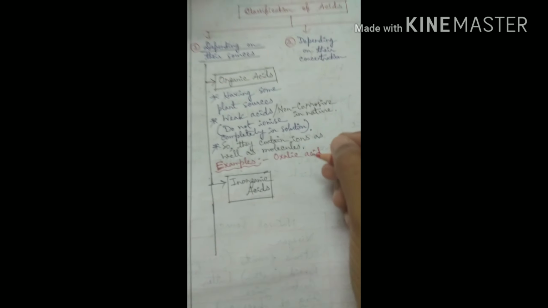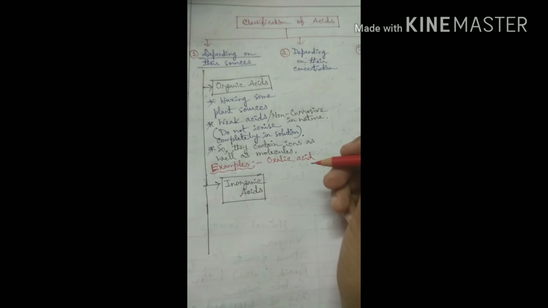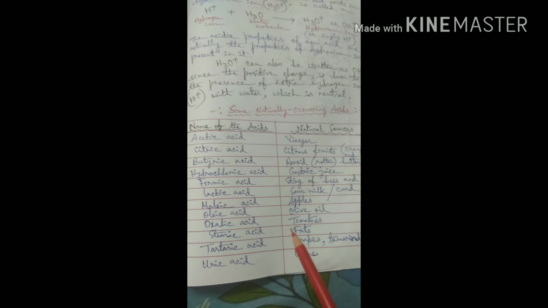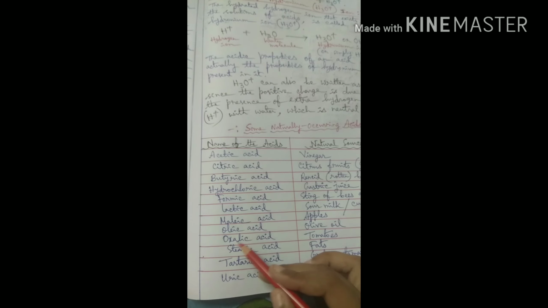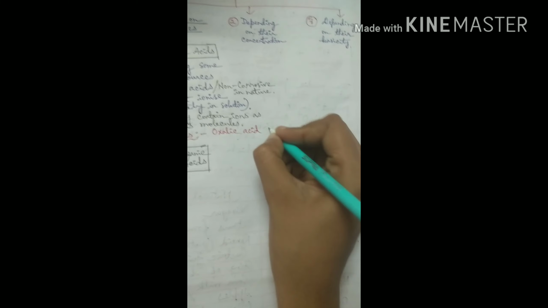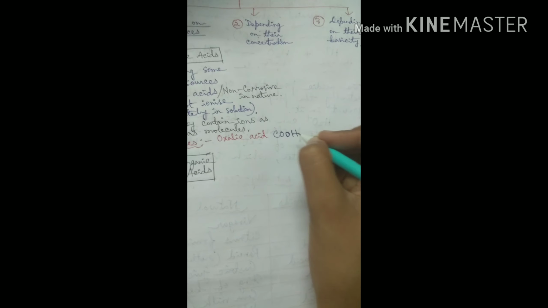In a previous video, we discussed some naturally occurring acids, mainly organic acids, and their natural sources. From that, the main source of oxalic acid is tomato. The vegetable tomato is the main source of oxalic acid. Mind it. And the chemical formula of oxalic acid is COOH bonded with another COOH group. So the formula will be (COOH)2.